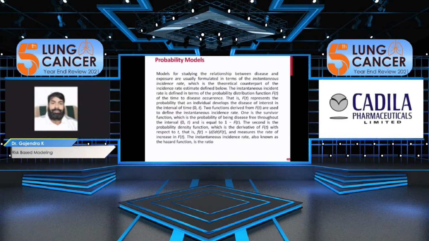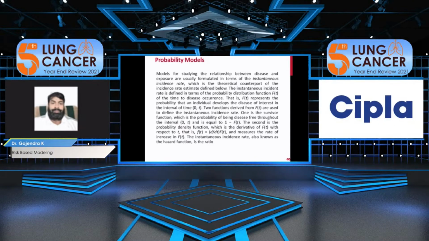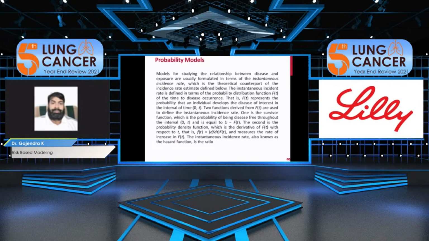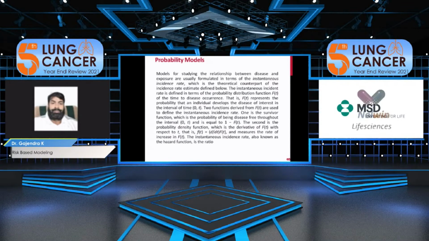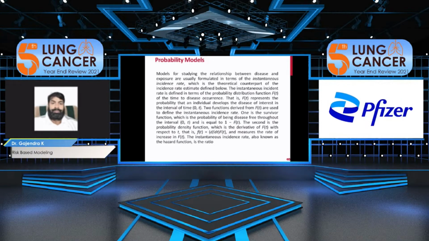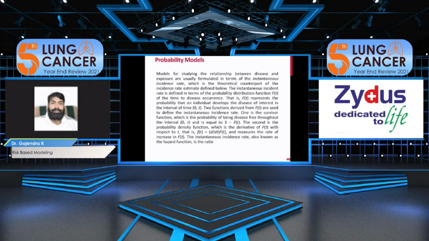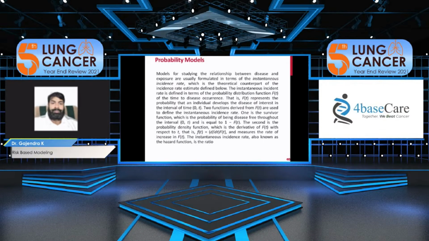So here we have defined the models of studying the relationship between disease and exposure. They are usually formulated in terms of the instantaneous incidence rate, that is the hazard rate, which is the theoretical counterpart of the incidence rate estimate defined below. Two functions derived from F(t) are used to define the instantaneous incidence rate. One is the survivor function, which is the probability of being disease free throughout the interval t0 to t, and is equal to 1 minus F(t), where F(t) is the probability distribution function of the time of disease occurrence.